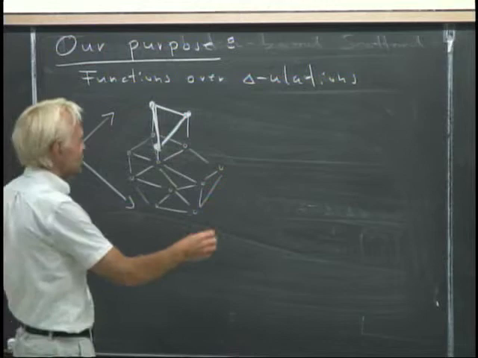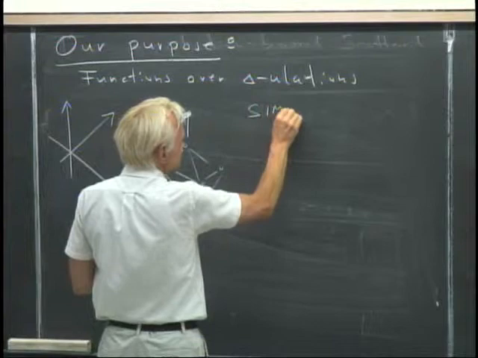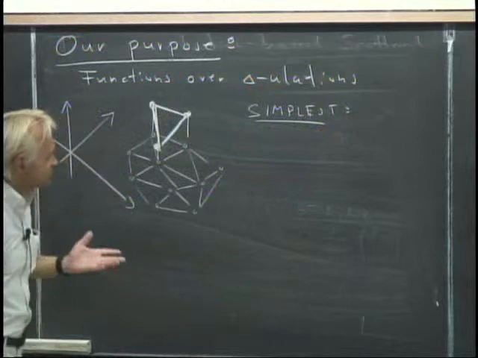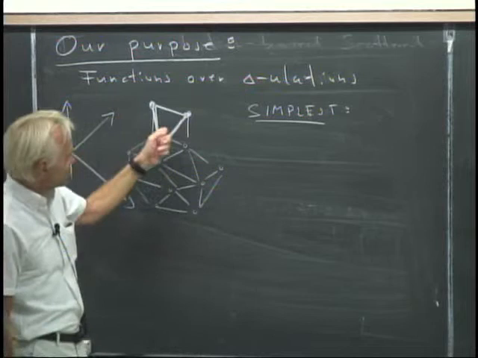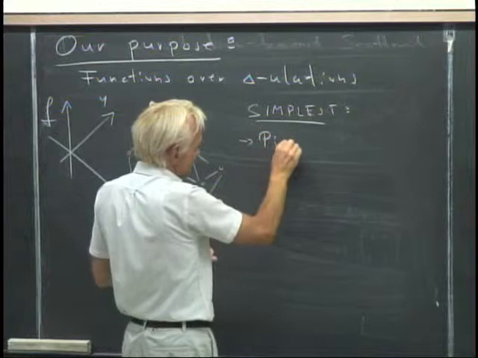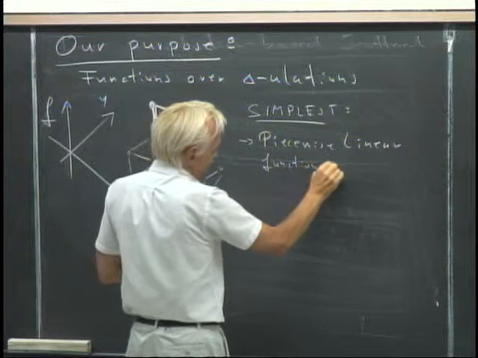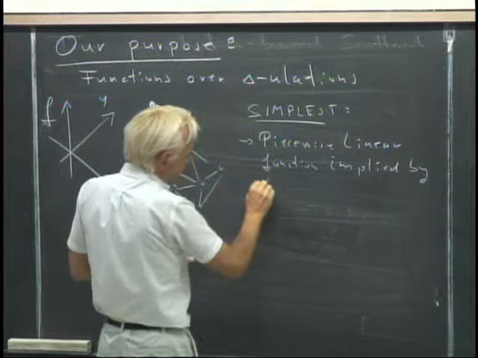So is this nice? Is this good enough? If we do this everywhere, it looks like a tent. There will be discontinuities in the normal, so it's not good enough. But the simplest solution, of course, is a piecewise linear function based on linear polynomials implied by each triangle in the domain, in the xy domain. The piecewise linear function induced, implied by the triangulation itself.